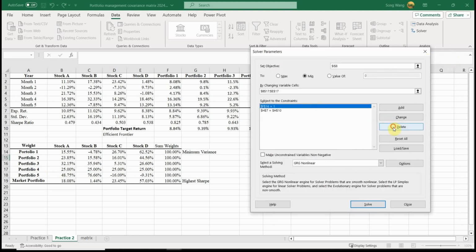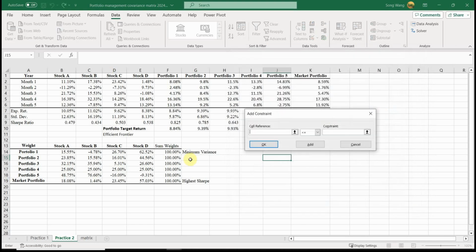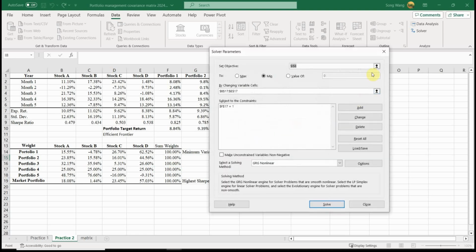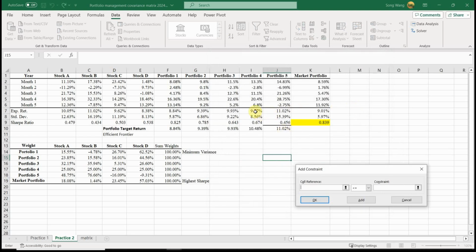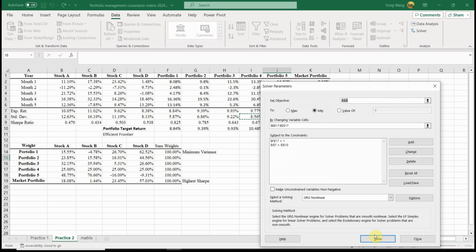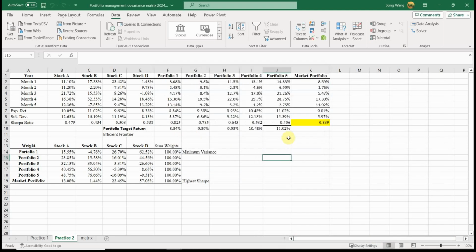Okay, delete, and add portfolio 4's weights equal to 1, and add another one, which is portfolio 4's return equals to the target 10.48. Click on OK, then solve. Okay, this part is done as well. So now I have 5 portfolios, and they are ripe to construct the efficient frontier.